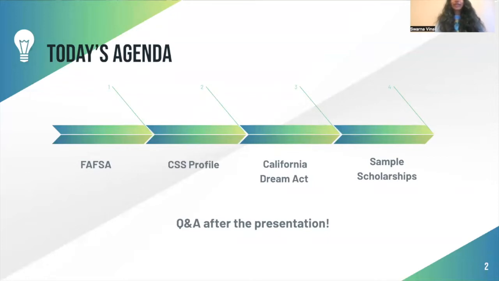Okay, so today we're going to be going over first of all FAFSA and then how you can apply for it, what it is, things like that, as well as all that information for CSS Profile. We're also going to be talking about the California Dream Act. And then finally, we're going to be giving you some sample scholarships that you can apply for if you want some extra money or you just want to put that on your college applications.